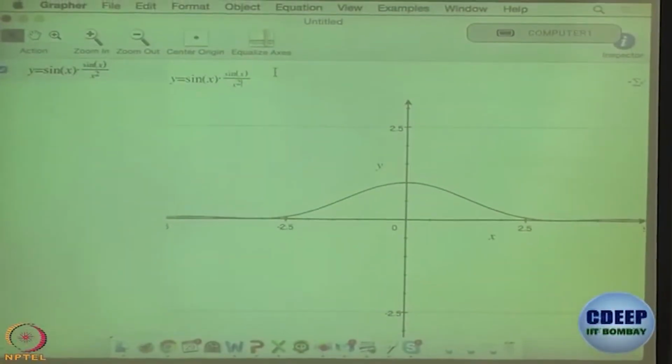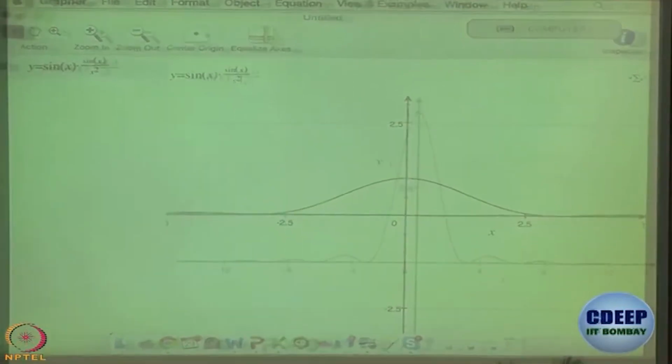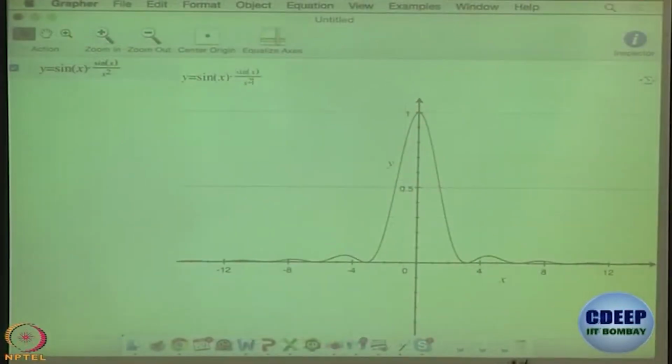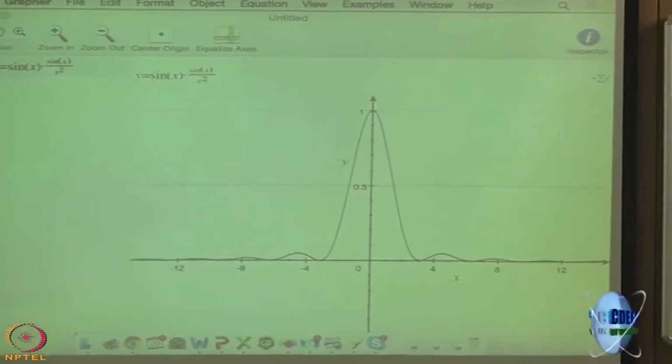Yeah, so sin x into sin x. I am not sure how to write sine square. We get this kind of a function. In fact, if you plug in the numbers, you will see that this width is not too much, but there is a finite width nevertheless.